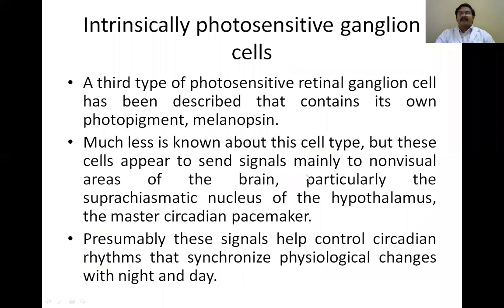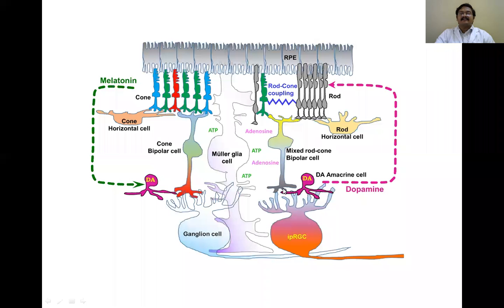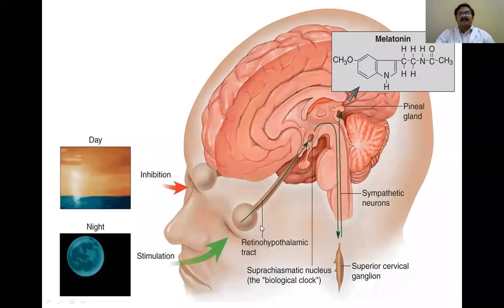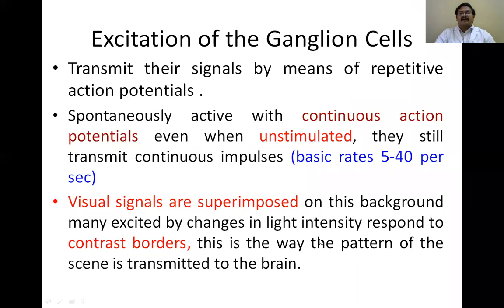The intrinsically photosensitive ganglion cells, the third type of ganglion cells, we have already discussed in detail. These play a role in circadian rhythm and the day and night physiological changes. This is the intrinsically photosensitive ganglion cells. The day and light information goes via the retinohypothalamic tract into the suprachiasmatic nucleus of the hypothalamus.